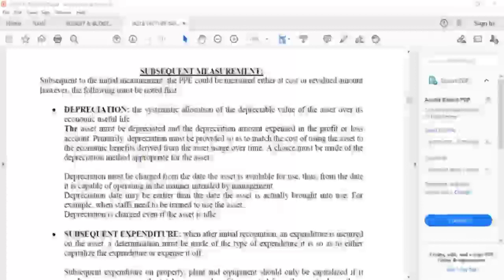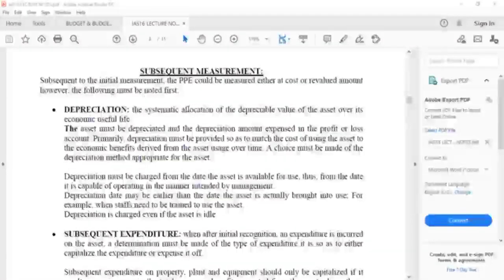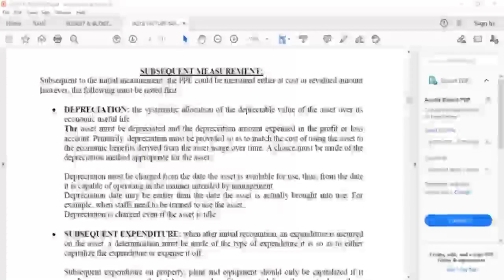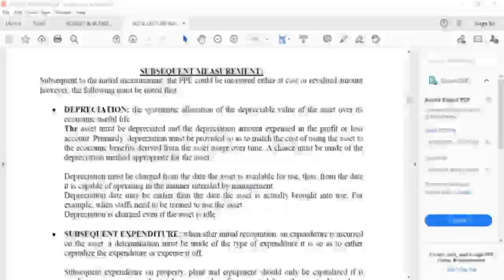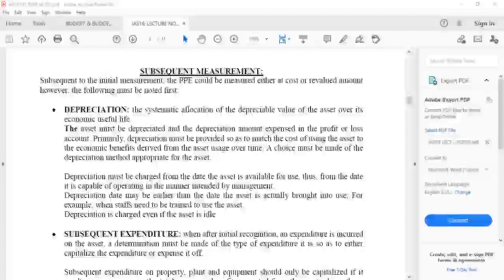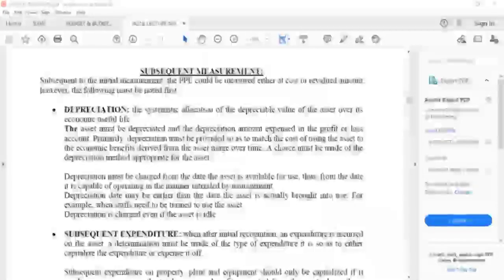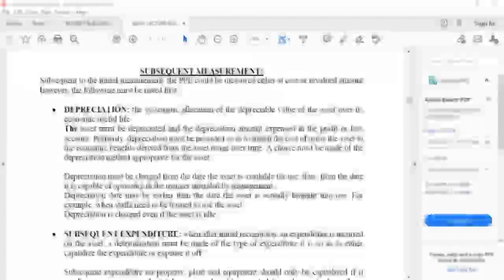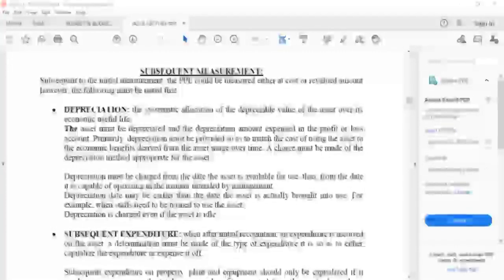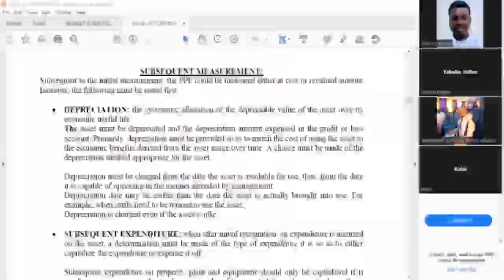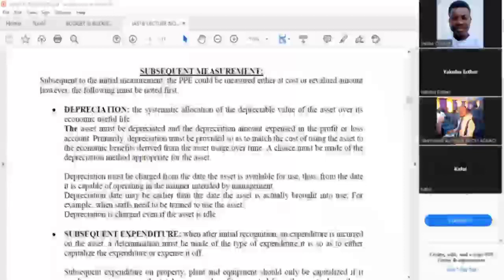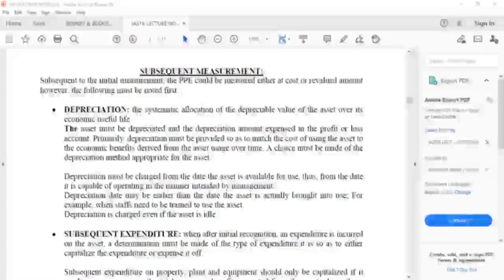If you did an extension to a building, that particular cost can also be capitalized. But if you get any subsequent expenditure which does not extend the useful life of the asset and also does not improve upon the production efficiency of the asset, those expenditures should be what? Expensed. An example of that is repairs and maintenance. But if these repairs and maintenance will help extend the useful life of the asset, then we can capitalize it. If you do repairs and maintenance, it doesn't change the fact that you're going to use the car for 10 years. No. The repairs and maintenance will not do anything to the car.